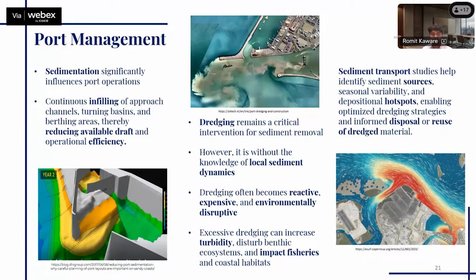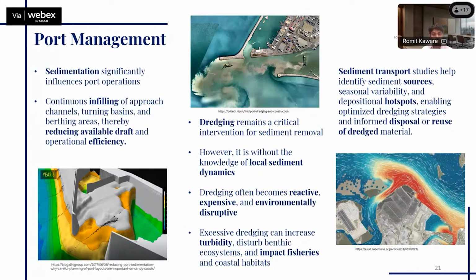So what's the conventional solution? Dredging is one of the most conventional solutions that they have taken up for sediment removal. However, we must acknowledge the fact that dredging should not be a short-term solution itself. We need to look into long-term solutions of how we are going to actually reduce the sediment supply itself. Also, when I talk about dredging, we do not have the understanding of the local sediment dynamics.